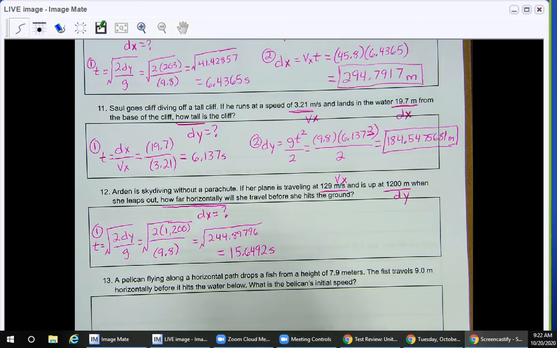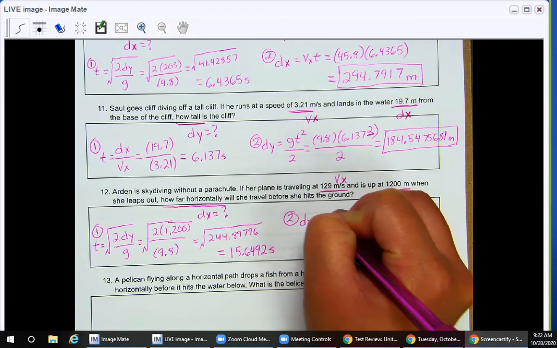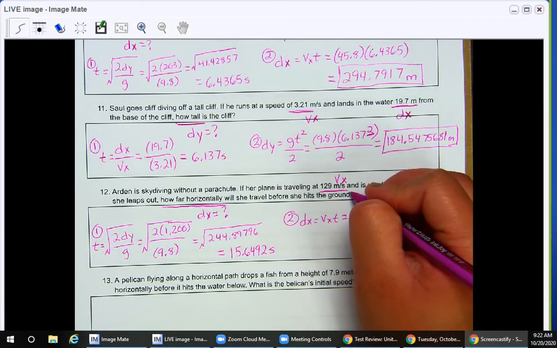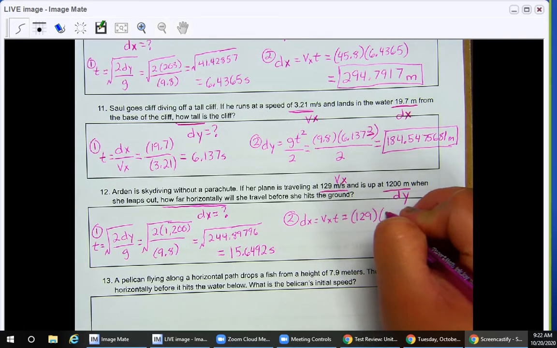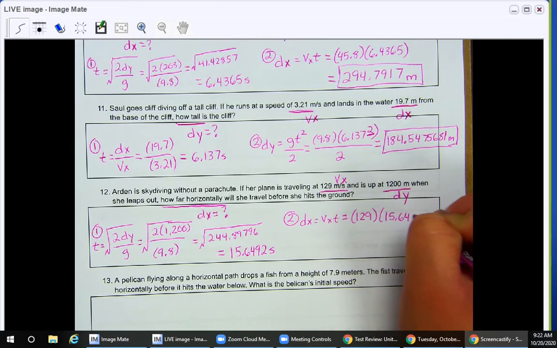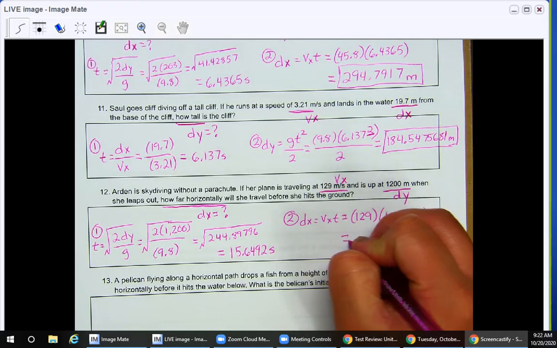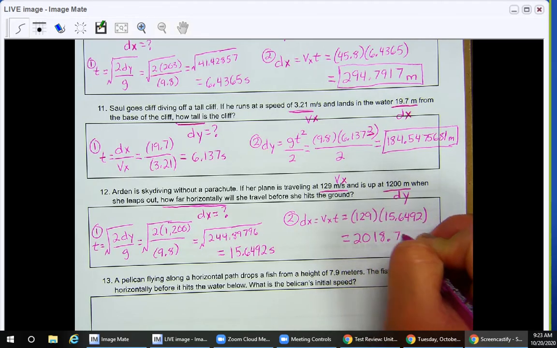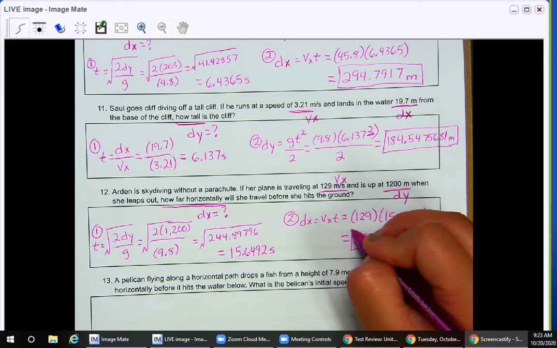Now we can solve for dx. The formula for dx is Vx times t. Vx in our problem was 129. Time we just solved for is 15.6492. 129 times 15.6492. Our horizontal distance is 2018.7468 meters, since we're looking for our distance.